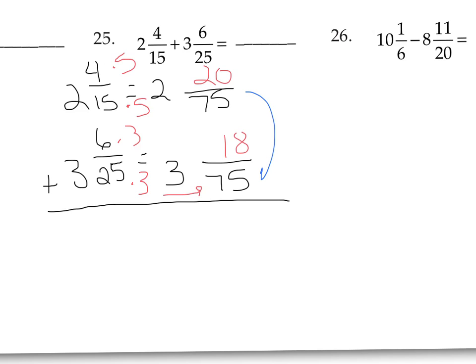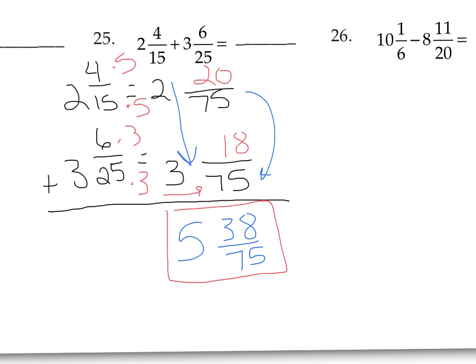I'm going to add the fractions first. The denominator will be 75. 20 plus 18 is 38. I'm going to add the whole numbers. 2 plus 3 is 5. So I have 5 and 38/75. Nice fraction there.